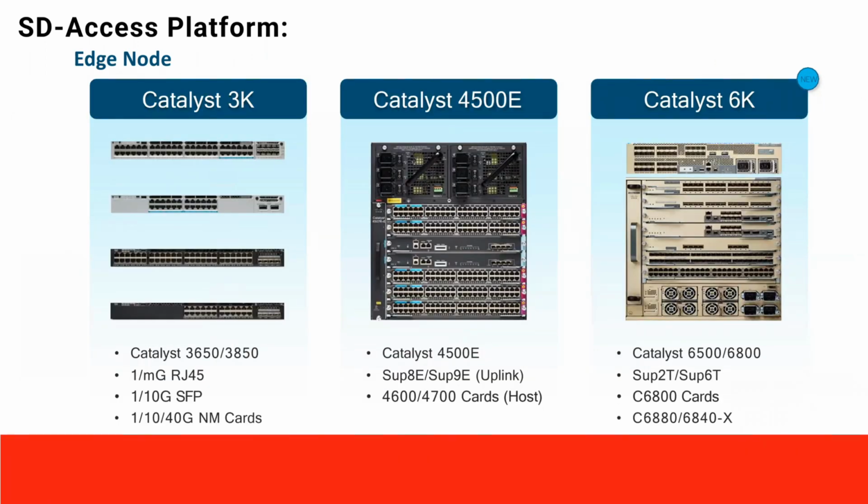The Catalyst 3K and the 4500E also support the edge node functionality. The Catalyst 6K, which is the 6500 and 6800, is popularly known for the VSS functionality. Yes, you can use that as your edge nodes. Just make sure in 4500 you need to have specific supervisor cards to support the uplink to the border nodes.